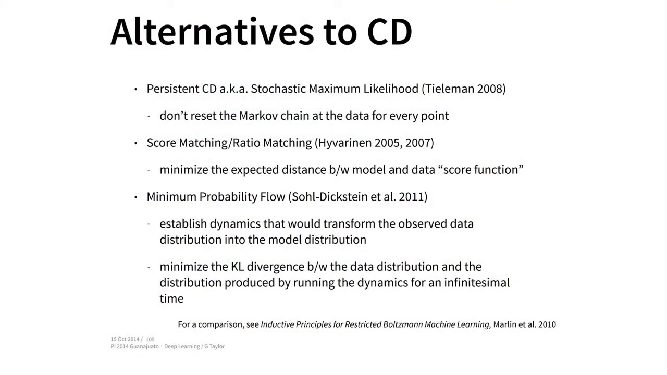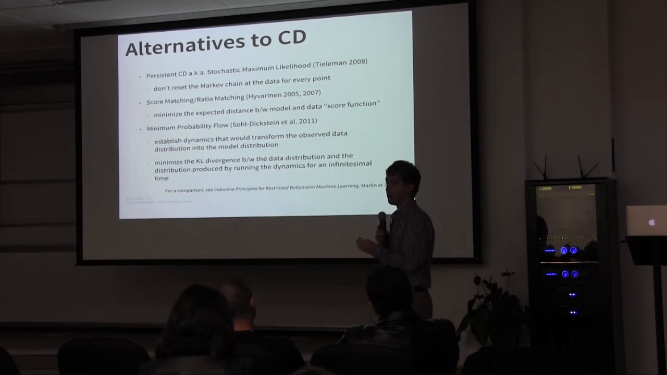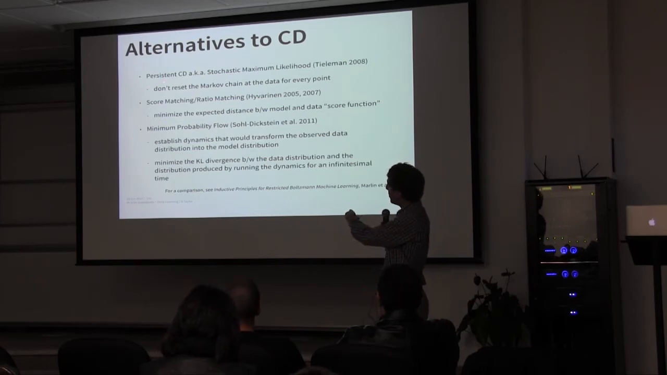There are other more complicated methods of training RBMs as an alternative to CD, including score matching. There's something called minimum probability flow, which was presented a couple years ago. And there's a paper here by some researchers at UBC who go through and really empirically investigate each of these different training methods for RBMs. The point here is that there are different learning algorithms for this RBM architecture. But a good starting point, and something that works reasonably well and is simple, is persistent CD.